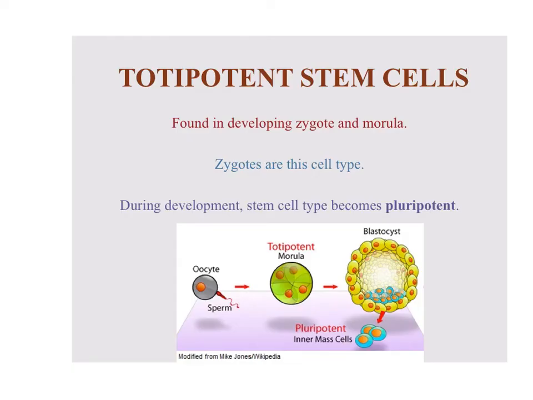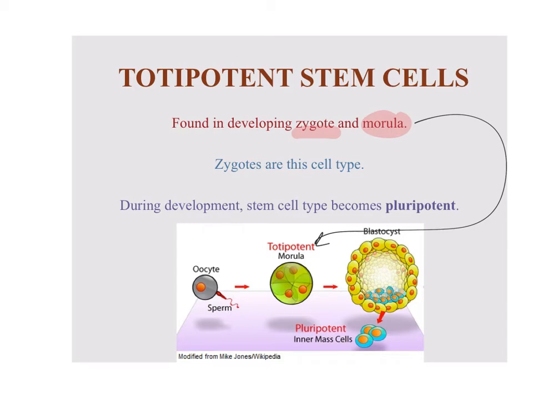So the first type of stem cell that we're going to look at is totipotent. These are the ones that are the most unspecialised, and these are the type of cells that can develop into any cell type. So we say that they're found in the developing zygote, so after that fusion of the sperm and the egg cell, and the morula, which, as you can see in this diagram, is the early developmental stage of the embryo before it starts to become slightly more specialised in the blastocyst.